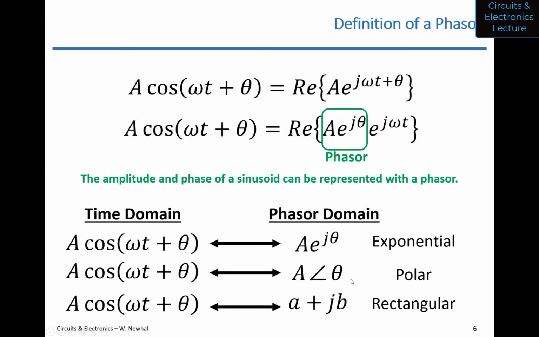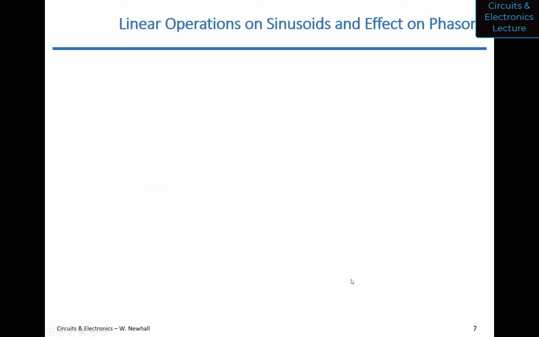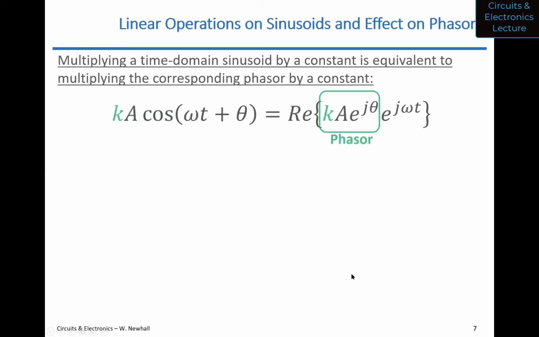Okay, why is this useful? Well, let's talk about linear operations on sinusoids and the effect on the phasor that represents those sinusoids. So if I multiply a sinusoid by some constant k in the time domain, it's equivalent to multiplying the phasor by that same value k. So if I'm working with a sinusoid and multiply it by 6, I can multiply the phasor by 6. It's the same effect.